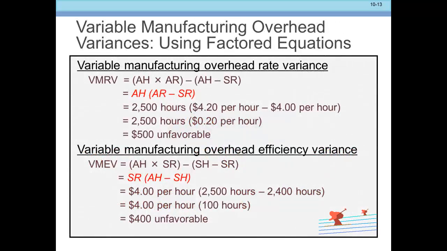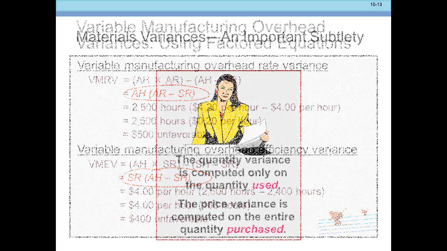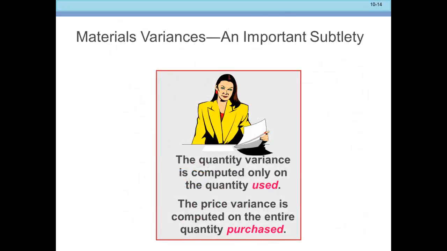As before, instead of setting up the table, we could have solved this using the equations. For variable manufacturing overhead rate variance, we take the actual hours times the difference between the standard rate and the actual rate. And for the efficiency variance, we take the standard rate times the difference between standard hours and actual hours. I have one small clarification we need to make.